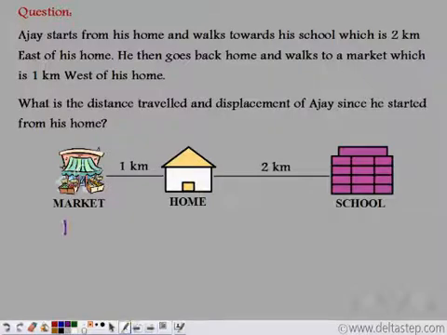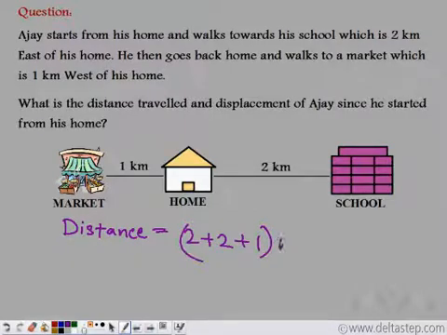Now for distance traveled, we need to find the length of the path he has traveled. So first he goes 2 kilometers to his school. Then he comes back, so again 2 kilometers. And then he goes to the market, which is 1 kilometer. So it is 2 plus 2 plus 1, that is 5 kilometers. So distance traveled by Ajay is 5 kilometers.